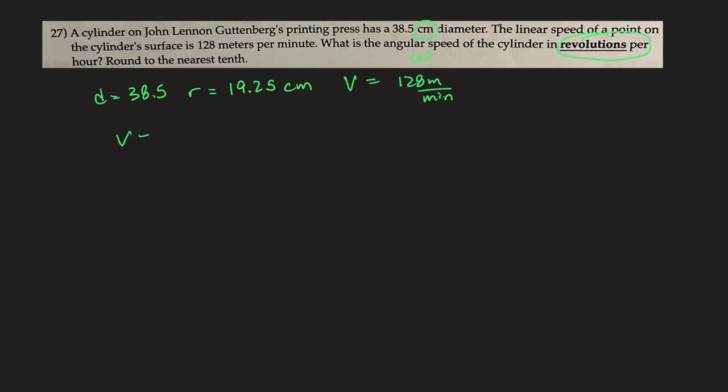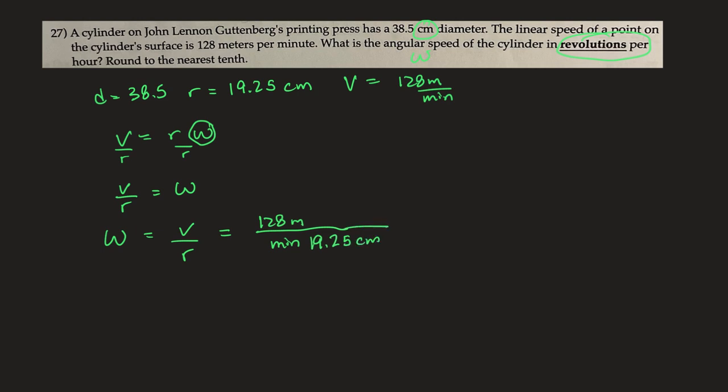All right, so my formula is V equals RW. I'm searching for W, so I'll divide both sides by R. So I'll get velocity divided by the radius is the angular velocity. I'm just going to rewrite that just so it's like this. Okay, my velocity, 128 meters per minute. And my radius is 19.25 centimeters. Now, right away, I'm seeing I got troubles because I want revolutions and I want hours.